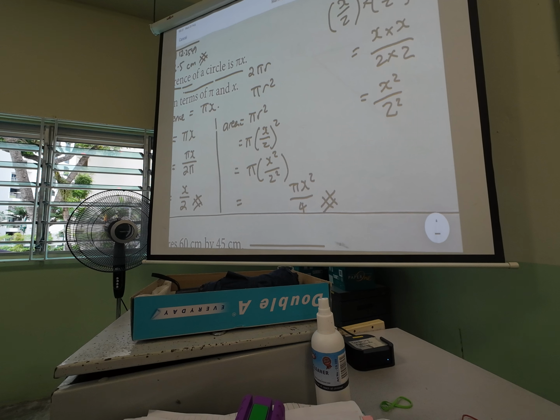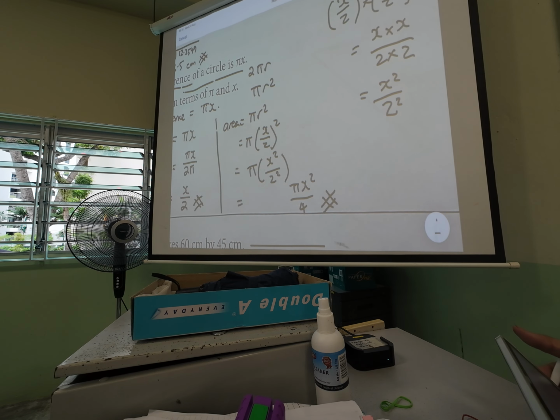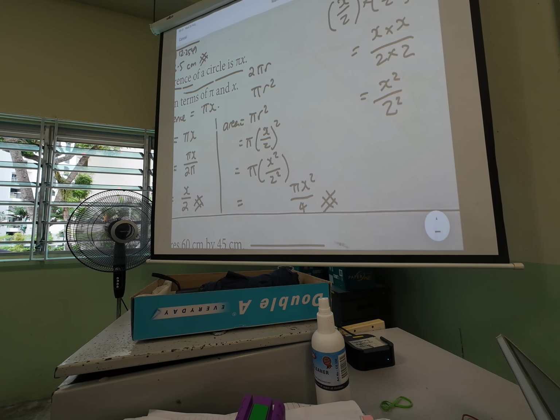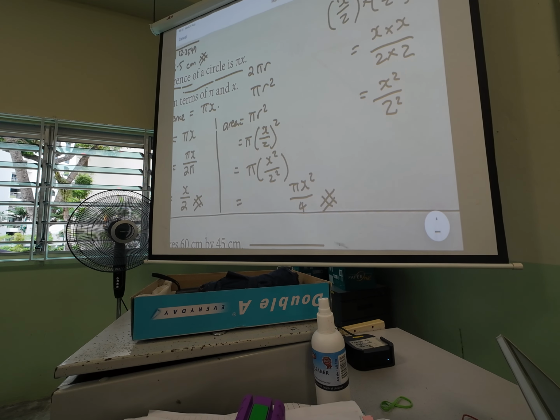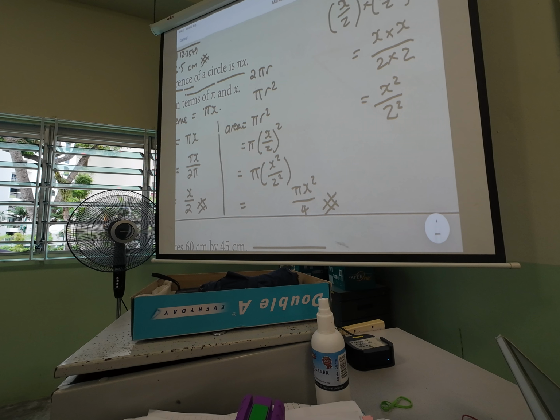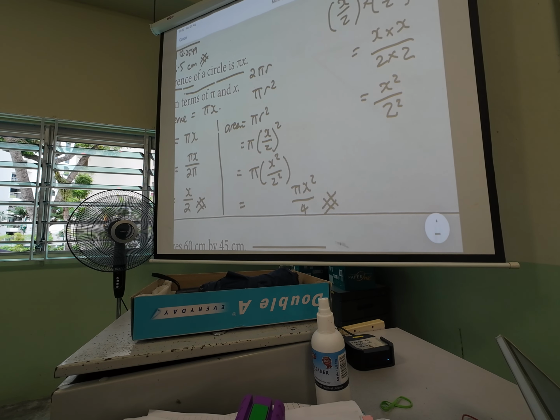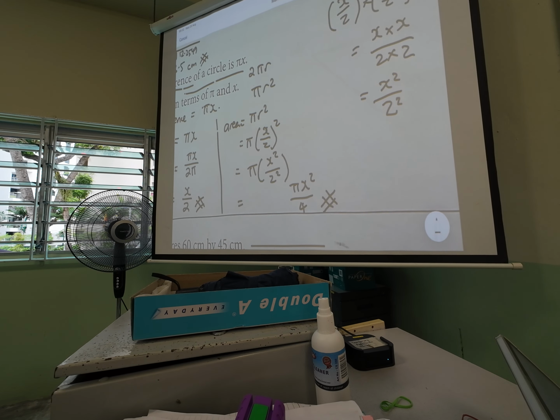Okay? So part C is actually more of algebra than about your area, but you need to know your area, you need to know your circumference, then you will be able to form the equations.